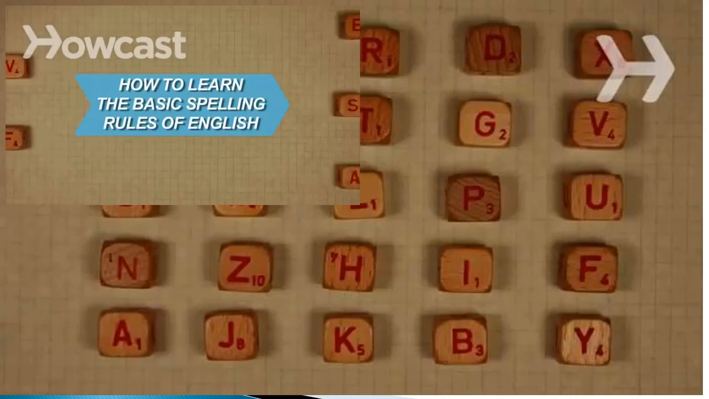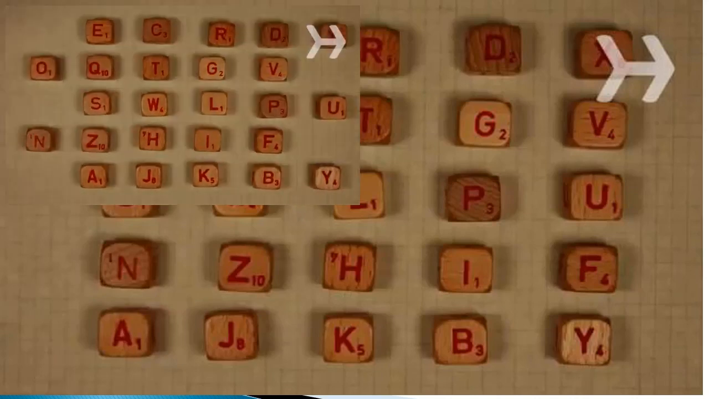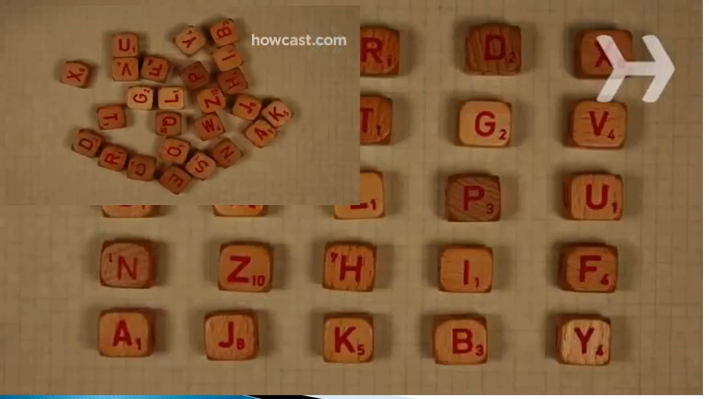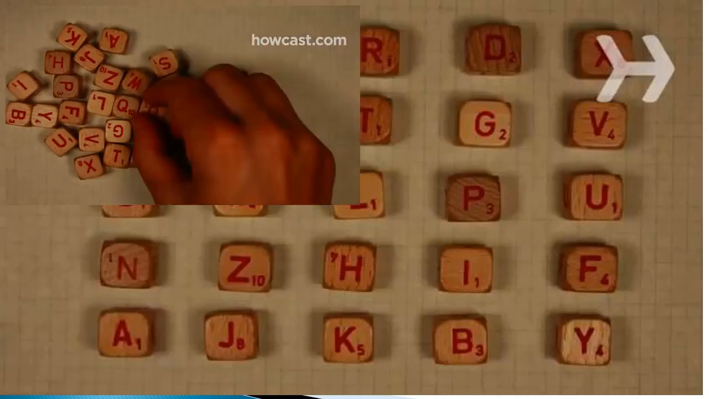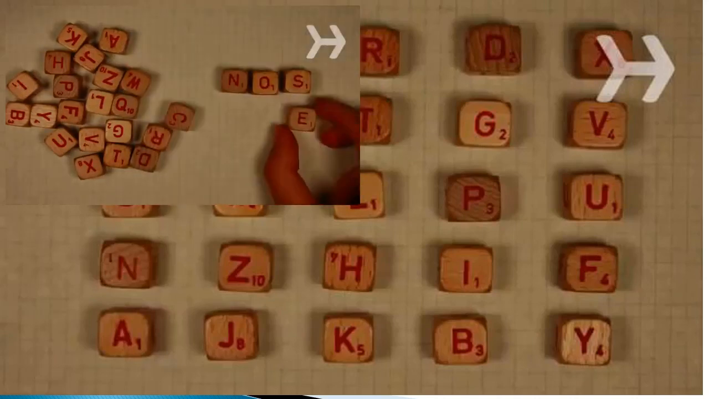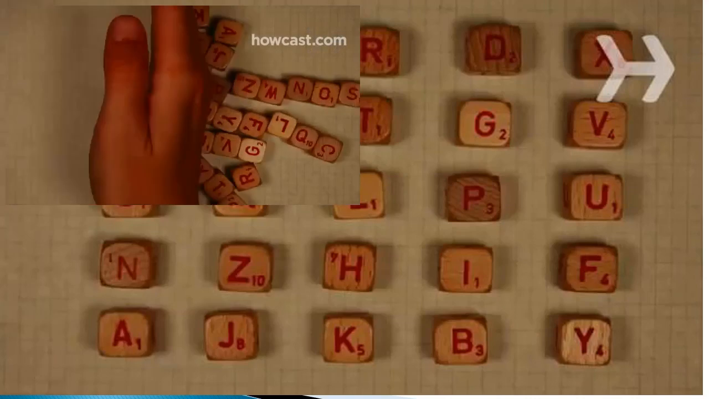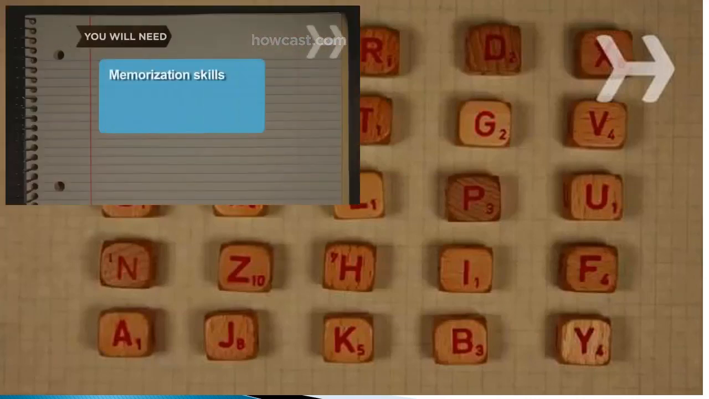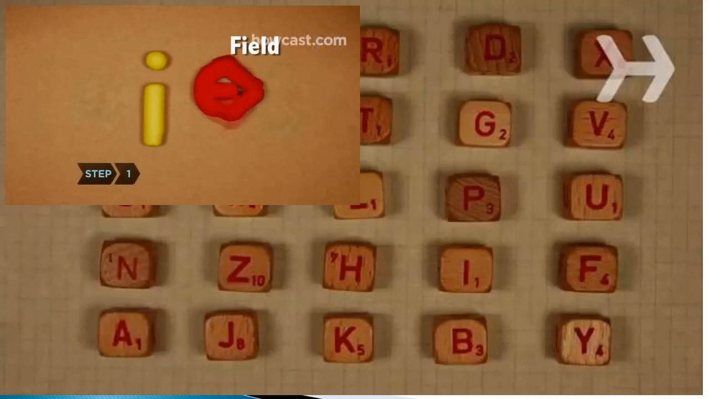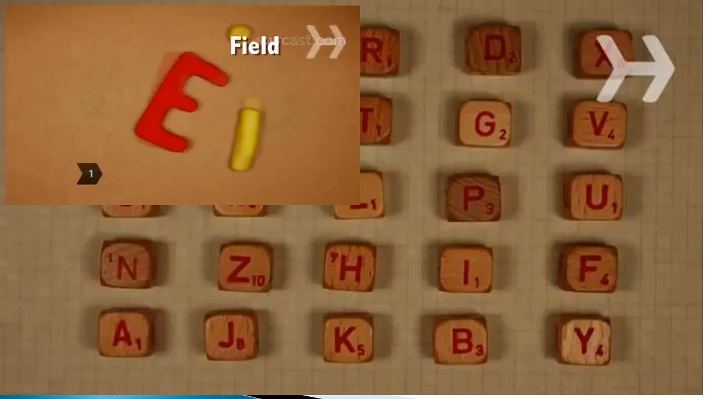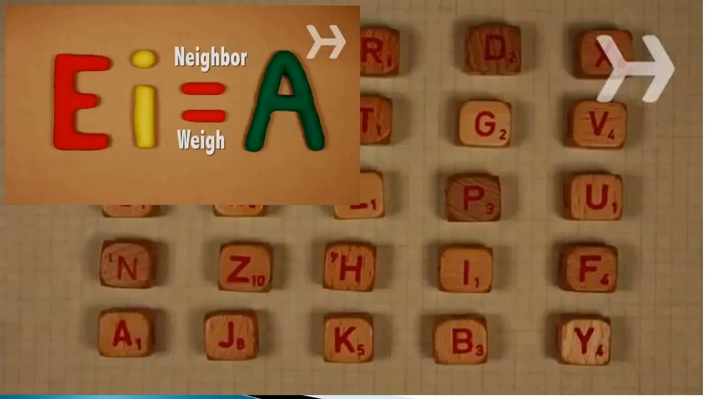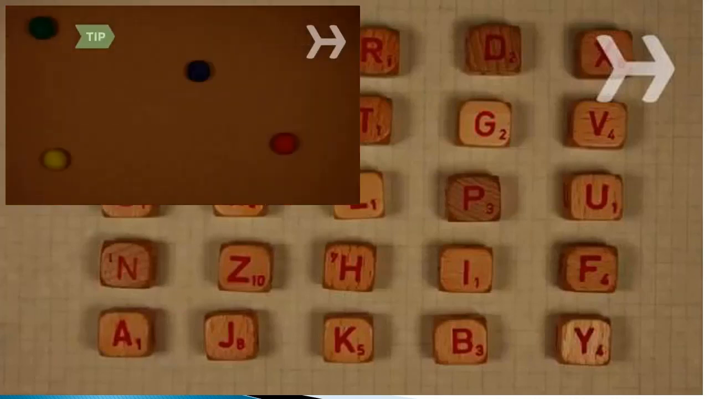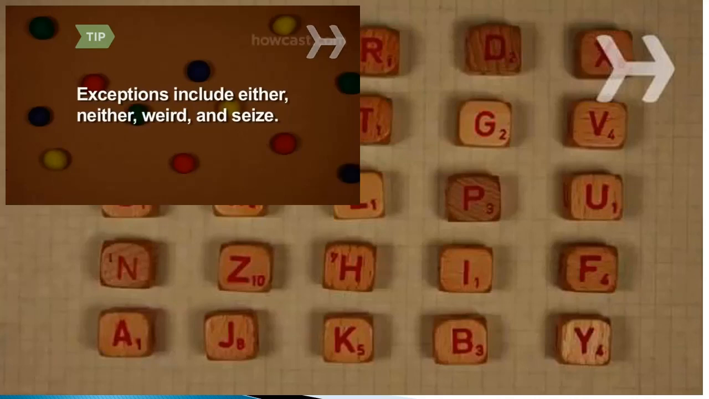How to learn the basic spelling rules of English. English can be difficult because few words are spelled phonetically, and every rule has exceptions. But you can become a champ in no time by memorizing a few basic rules. You will need memorization skills. Step 1. Remember that the letter I comes before E except after C, or when sounding like A, as in neighbor or way. Exceptions include either, neither, weird, and seize.